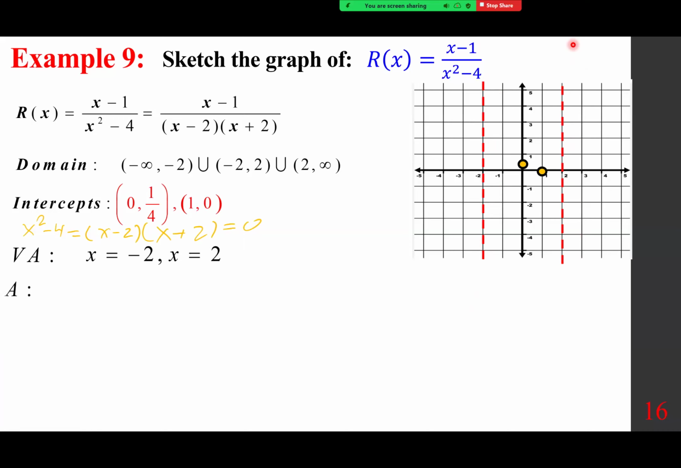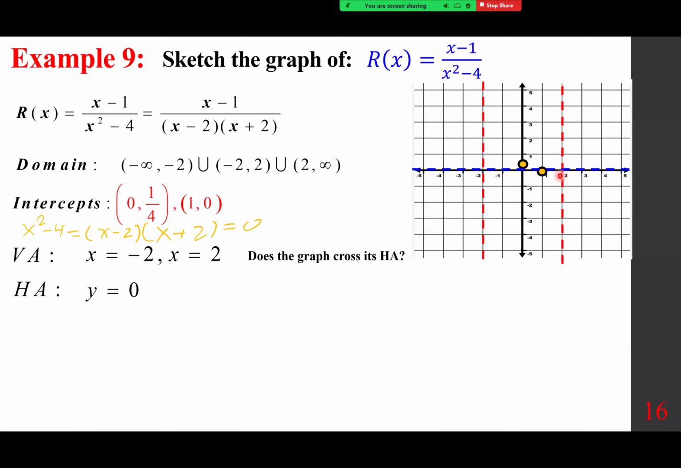Horizontal asymptote, y equal to 0. Why is that? Degree of the numerator is 1, degree of the denominator is 2. Degree of the numerator is less than the degree of the denominator. So y equal to 0, or simply the x-axis. You don't have to draw anything, but just to emphasize. Therefore, there is no oblique asymptote. There is no oblique asymptote, class.